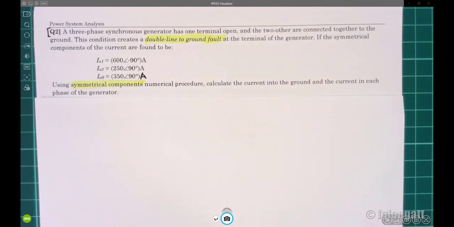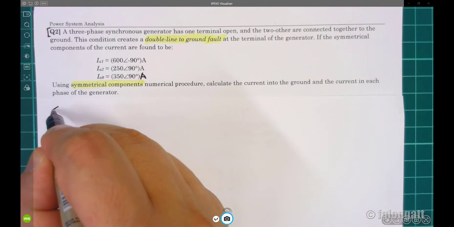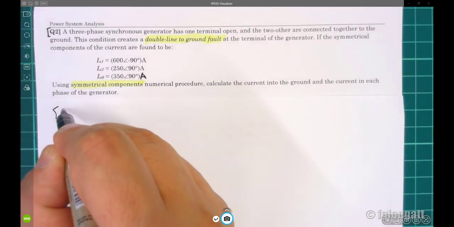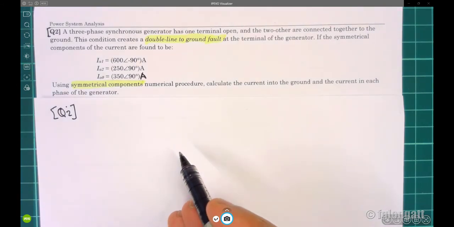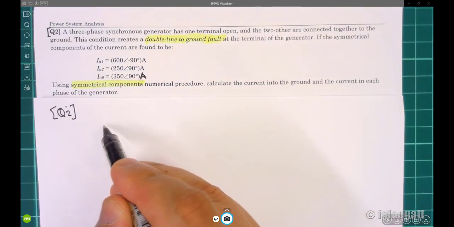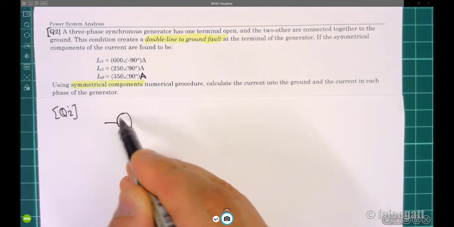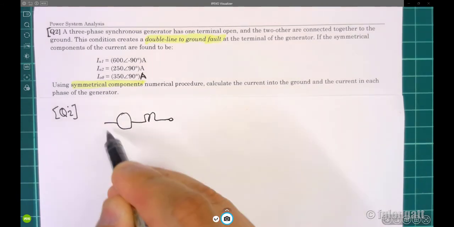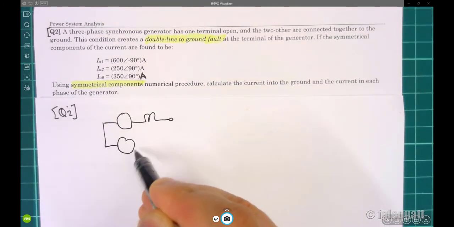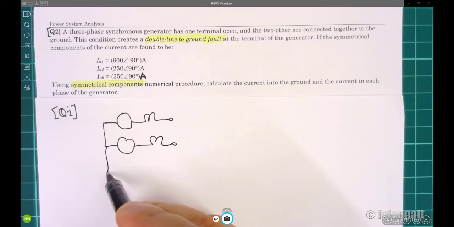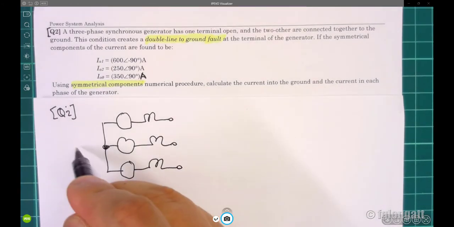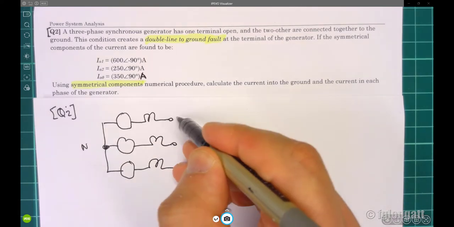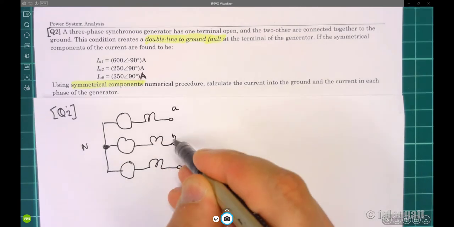Now, what is the situation? It's very simple. We have a synchronous generator. Let's assume that the model is like this. We have here the three-phase representation. This is the neutral point, and we have here A, B, and C.